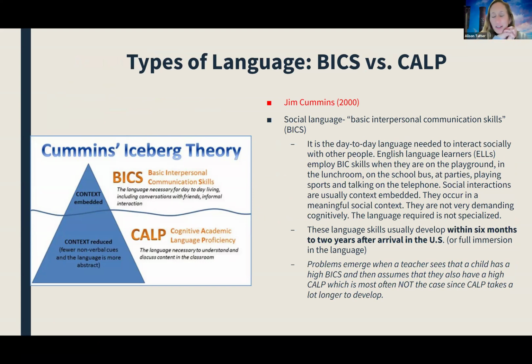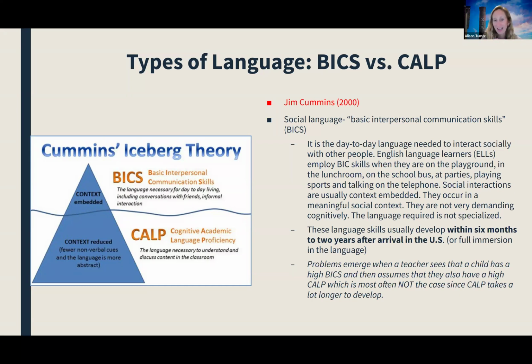Jim Cummins, who is also a big name in language acquisition, especially second language acquisition, came up with these 2 terms. One is BICS, or Basic Interpersonal Communication Skills, and the second one is CALP, or Cognitive Academic Language Proficiency. Those are fancy terms to talk about social language. BICS would be things like saying, hey, how's it going? Checking in with people, asking about their day-to-day events, checking in on their health, or talking about the weather. It's like that language for everyday living, okay?